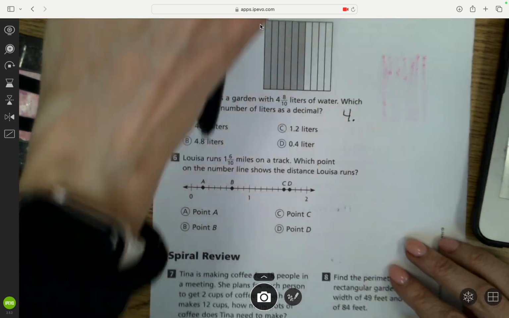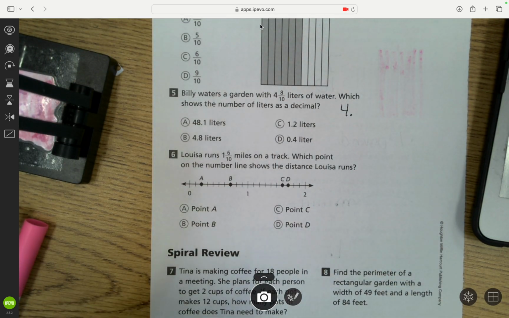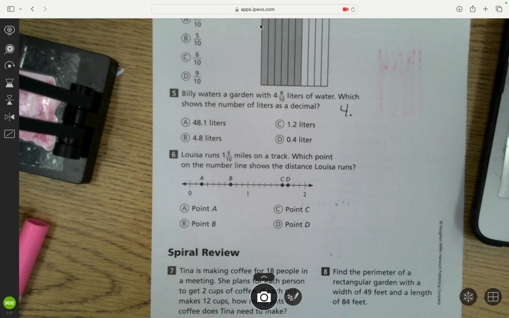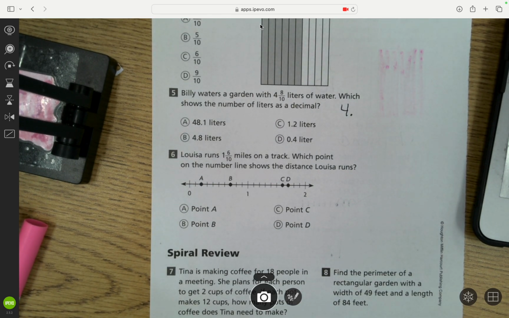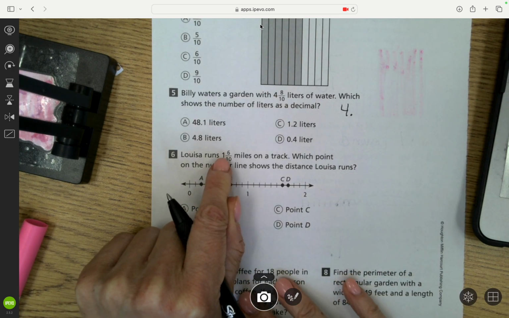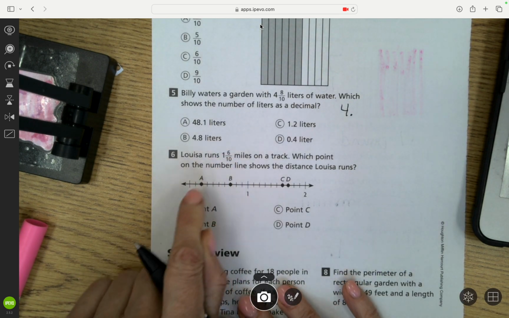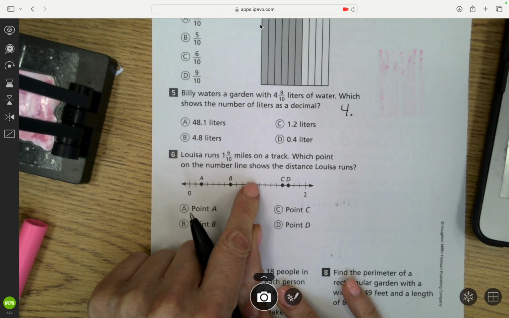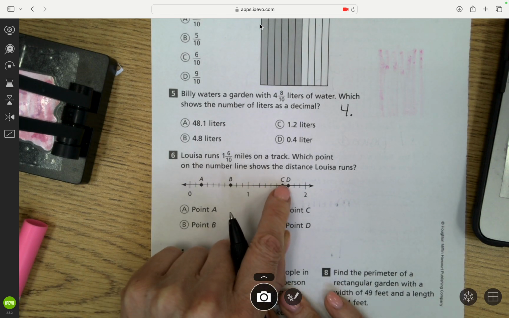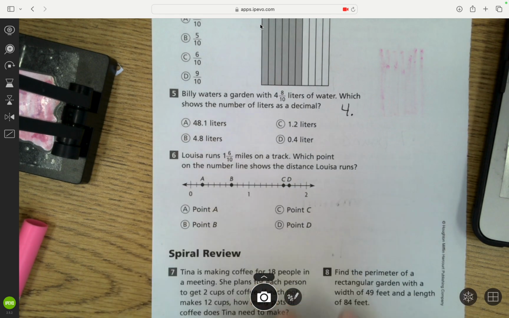Number 6. Louisa runs 1 6/10 miles on a track. Which point on the number line shows the distance Louisa runs? So remember, 1 6/10. So you got to hop to the 1. Then which dot, is it C or D, represents 6/10?